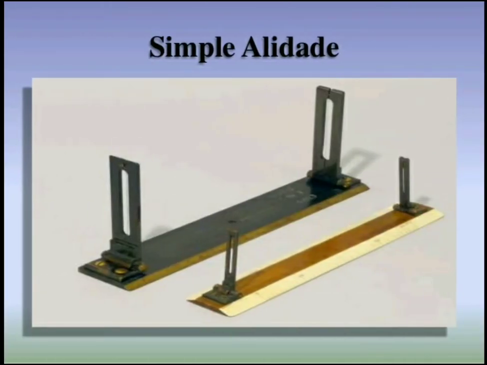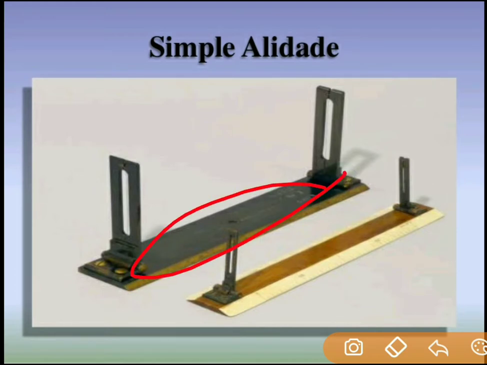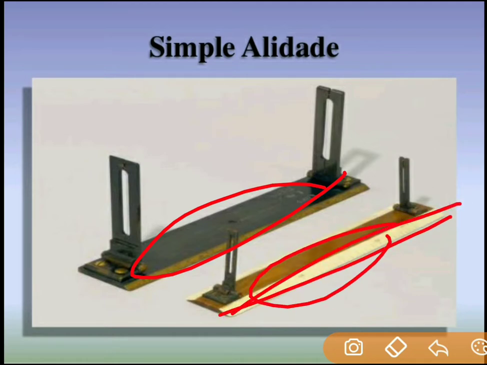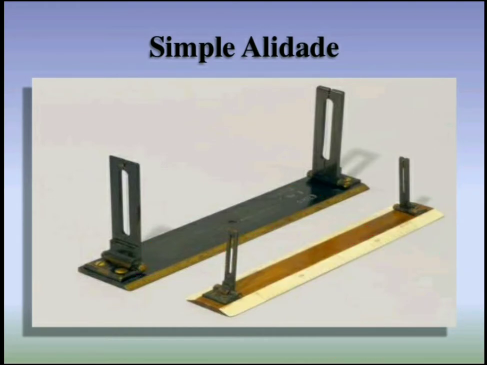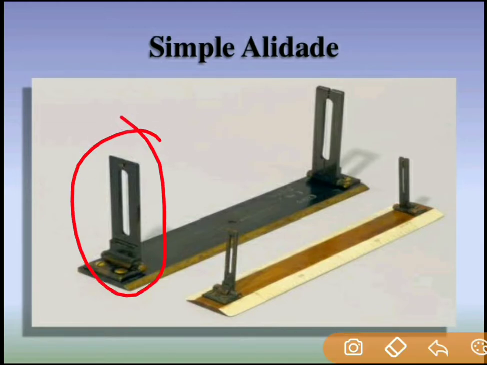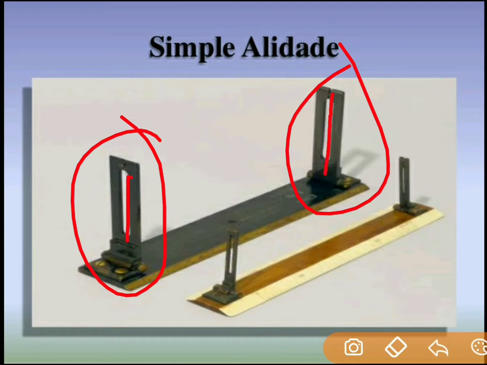This is the simple alidade, made of metal or wood. Here we have a scale. This is the fiducial edge, otherwise the working edge. This is the eye vane, which has a slit, and this is the object vane, which has a crosshair. With the help of these two, we can sight the object.